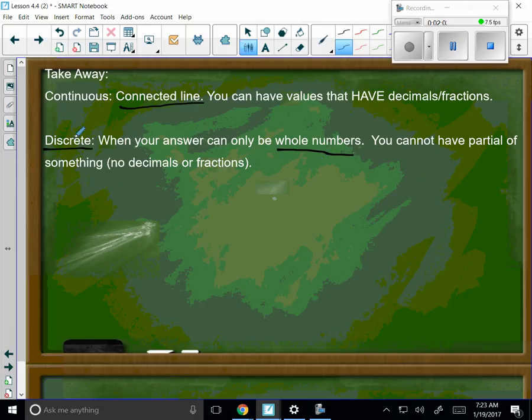And that makes sense in certain cases, like if we're talking about how many people are in a room, and let's say that the answer is 5. Since it's a whole number, that data is going to be discrete, and it also makes sense because you can't have part of a person in a room.